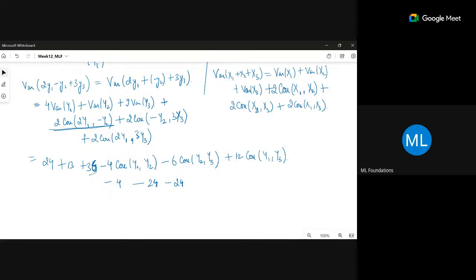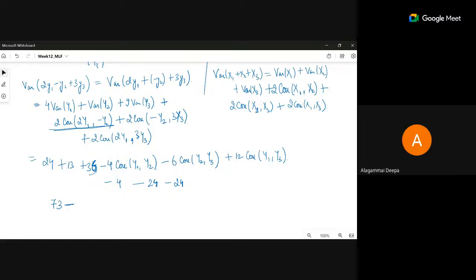Okay, ma'am. Yeah, ma'am, we have to do this many calculations. If you have to find the variance, if they were independent, you could have just added, but these are not independent, right? These y1, y2, y3 are not independent, so you'll have to take care of covariance.